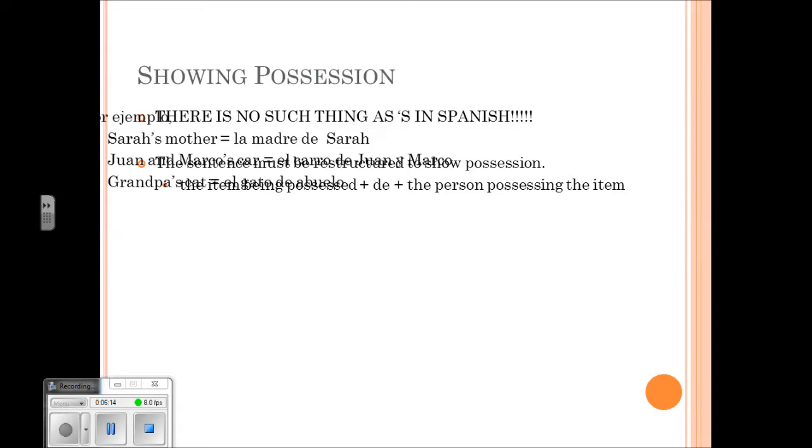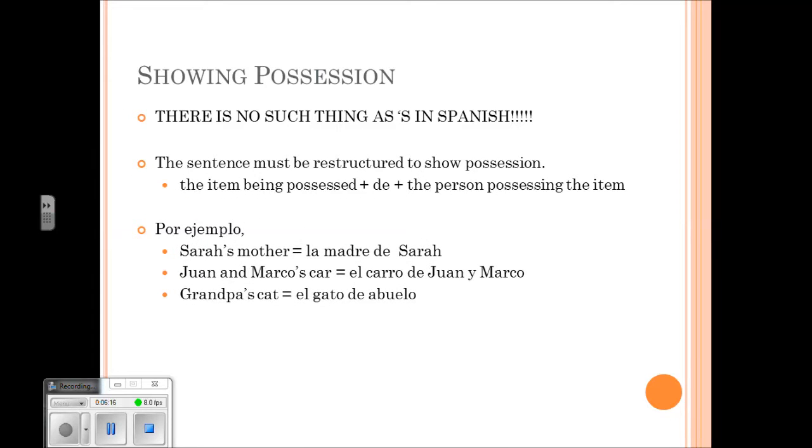So a couple of examples to help make that a little more clear. Sarah's mother. In English, we would use the apostrophe S to indicate possession. In Spanish, it's restructured completely differently. So it's la madre de Sara. The item, or in this case, the person being possessed, we're showing a relationship here. So la madre, the mother. De means of. And then the person possessing the item, or the person we're showing relationship to, is Sarah. So the mother of Sarah instead of Sarah's mother.